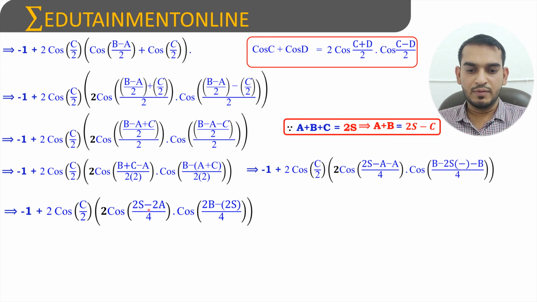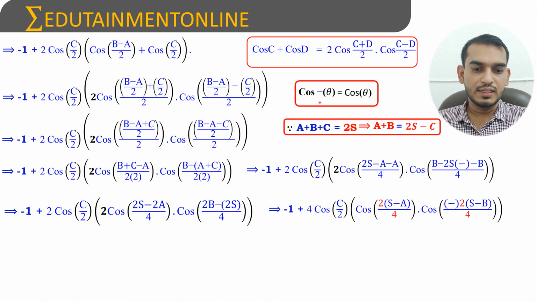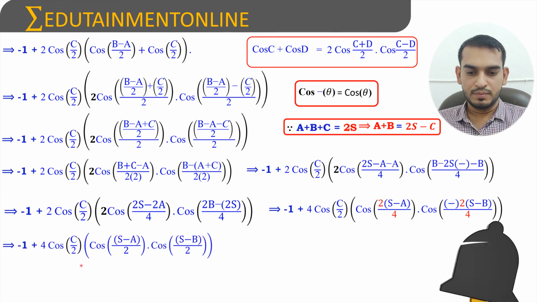Now take 2 common from these two terms. So we can write as minus 1 plus 2 times 2, which is 4, cos(c by 2), and if we take 2 common, (s minus a) by 4 into cos of minus (2 into (s minus b) by 4). Now 2 times 1 is 2, 2 times 2 is 4. So that will be (s minus a) by 4 and minus of (s minus b) by 4. Since cos of minus theta is cos theta, we can remove this minus and write it as cos((s minus b) by 2).